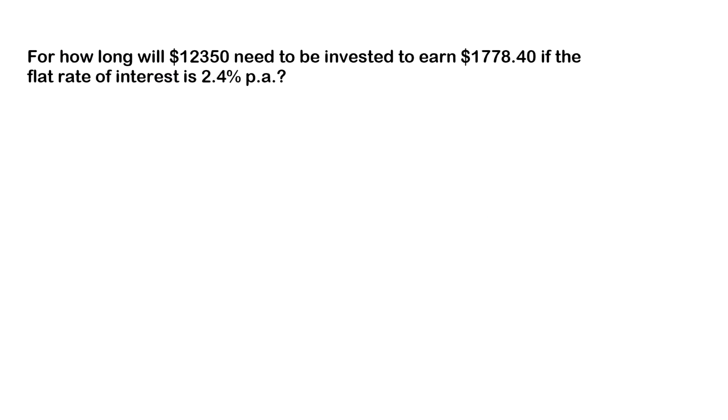Here we have another question. This time it's for how long will 12,350 need to be invested to earn 1,778.40 if the flat interest rate is 2.4. Again, I'm going to start writing down what I know. I know this is my P, this is my interest, and this is my R. The only thing we're missing is N. So I'll write down my formula.